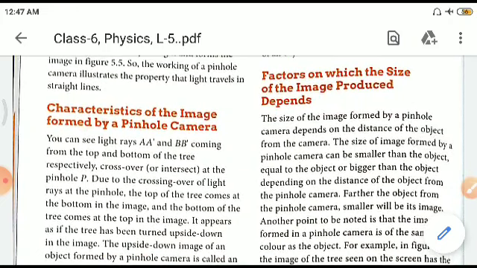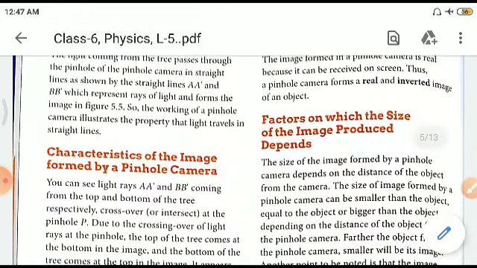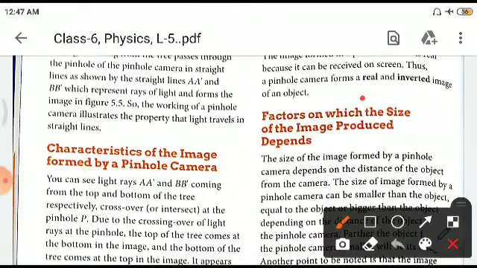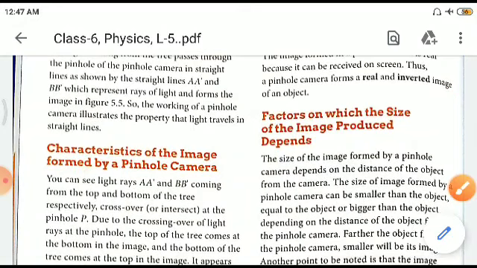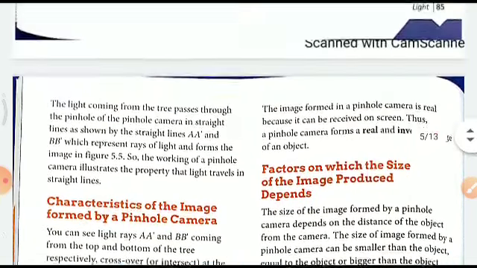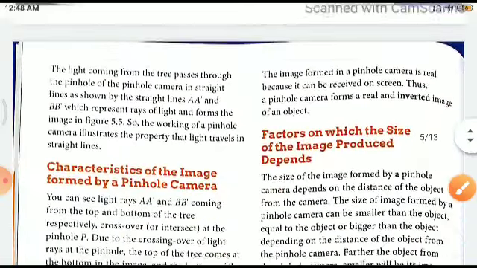Now, factors on which the size of the image produced depends upon, right? So here there is also one line, a pinhole camera forms a real and inverted image. See children, here real and inverted image. Now the factors on which the size of the image produced, it depends upon the size of the image formed by a pinhole camera depends on the distance of the object from the camera. See children, it is the distance here referred to is this, from here to here, this distance, right? This is being referred to here.